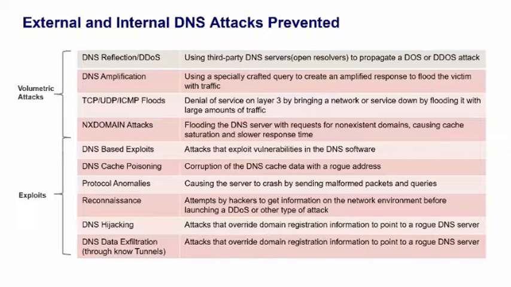So this slide shows all the different types of attack we protect against. So volumetric attacks like DNS reflection, DNS amplification, NX domain attacks. ADP also provides protection against exploits such as DNS-based exploits, DNS cache poisoning, reconnaissance, DNS hijacking, and so on. Next slide.